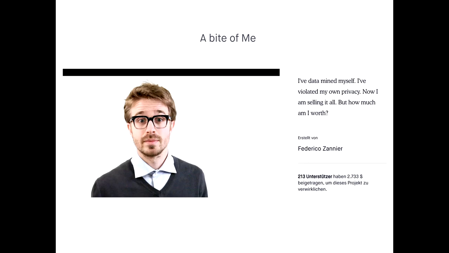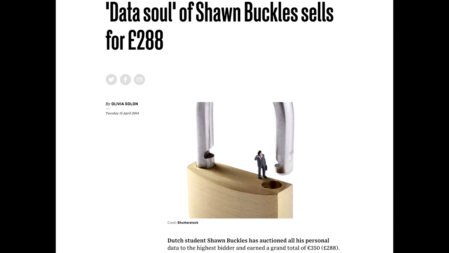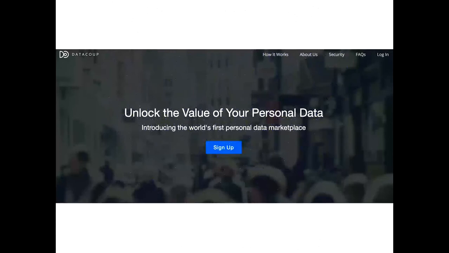So there's this Dutch student in 2014. He actually auctioned all his personal data for £280, which is a lot less than the other guy did. But then there are also these new markets emerging. And there's this company, for example, in the US, it's called DataCoup. They basically provide you a platform where you can put your data and put it up for sale.